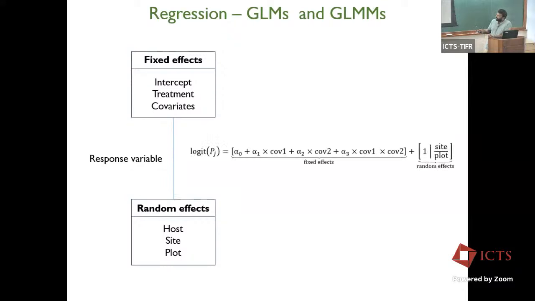And typically the maths would be specified in some way like this, where you have a transformation. So this is binomial data. You typically have a logit link. This is called a link.